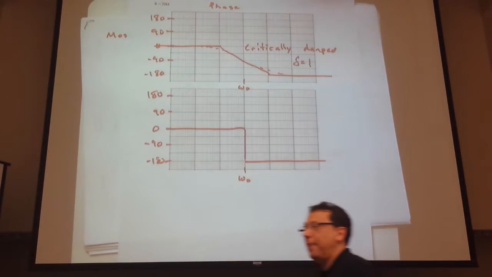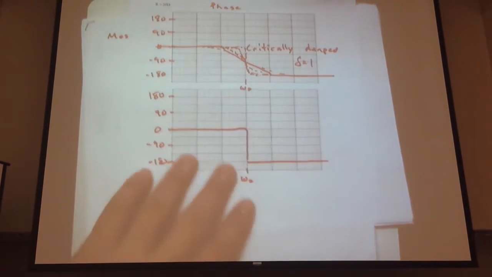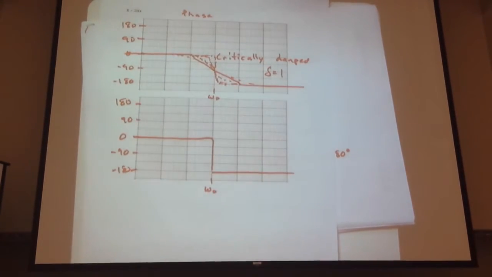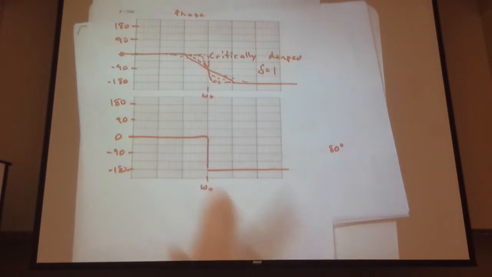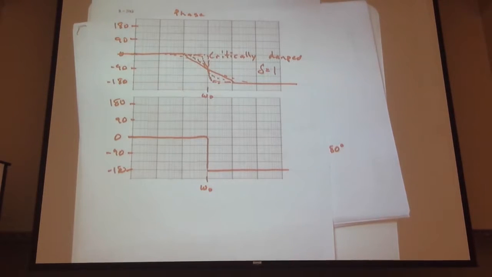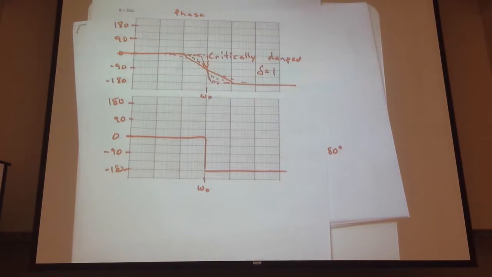And that's actually what happens. As we underdamp more and more, this gets steeper and steeper until you reach this limit. And so that's what I meant when I wrote this down, a more rapid change of 180 degrees as we underdamp up to the upper limit where we're as maximally underdamped as we can be. In other words, we remove the resistor and we have an infinitely steep change of 180 degrees crossing our omega naught.